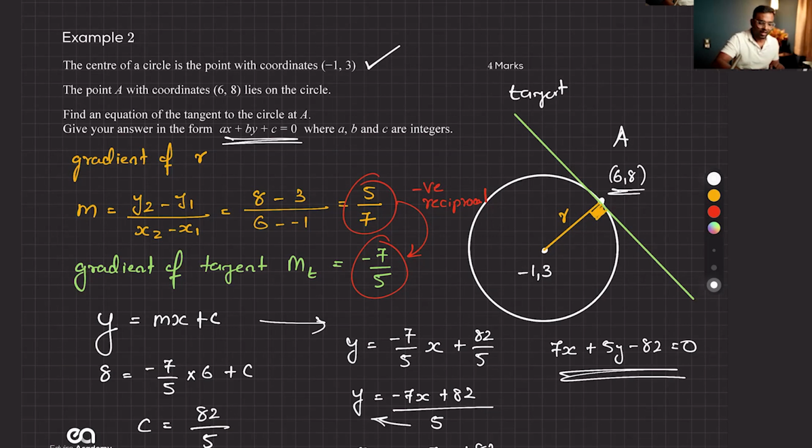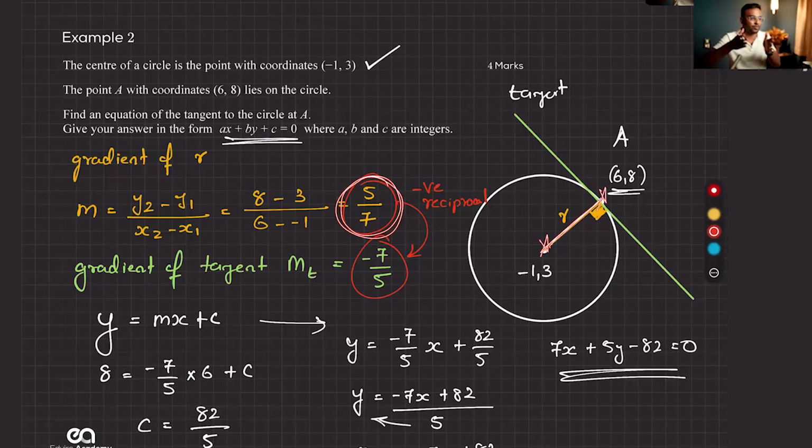Okay, I got you. How would you know this one is the gradient of the radius, isn't it? Is that what you meant? Because we are using these 2 points. You see that? So it's the points that are connected to each other that you would be finding the gradient of. Make sense? Okay. Do you need to explain circle theorem in this question? No, you don't need to.